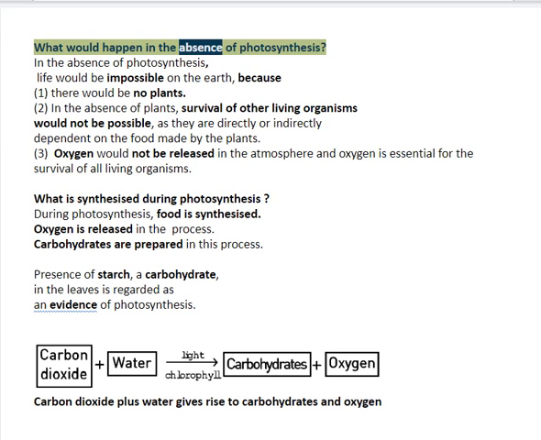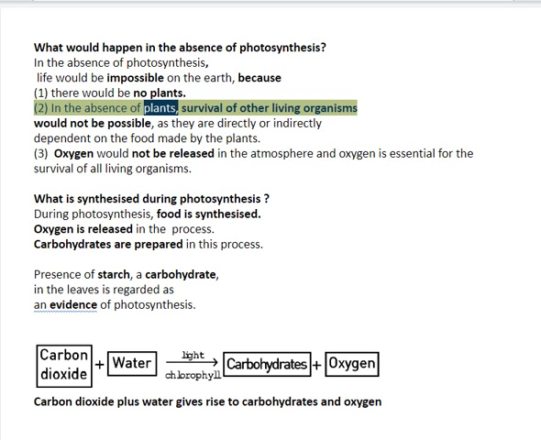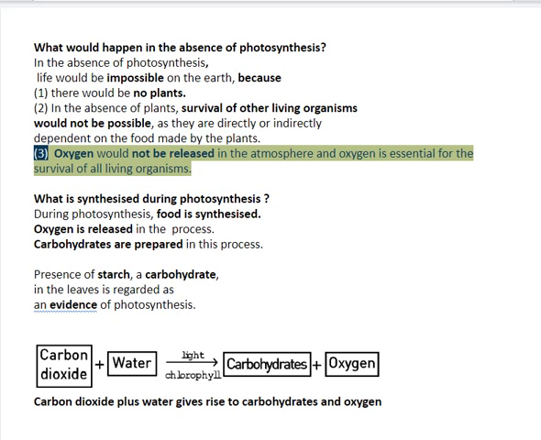What would happen in the absence of photosynthesis? In the absence of photosynthesis, life would be impossible on the earth, because 1. There will be no plants. 2. In the absence of plants, survival of other living organisms would not be possible, as they are directly or indirectly dependent on the food made by the plants. 3. Oxygen would not be released in the atmosphere, and oxygen is essential for the survival of all living organisms.